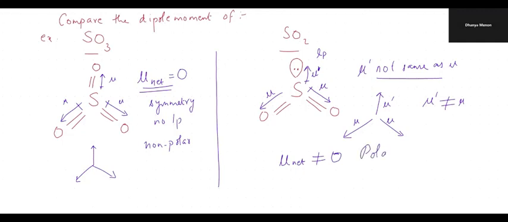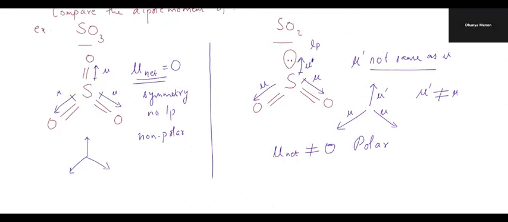So this molecule is polar. I hope you are clear. Here, although the 3 dipoles are in different directions, the dipoles of sulfur and oxygen are different from sulfur and lone pair. So this gives a net dipole moment. If there is a net dipole moment, the molecule is polar. I hope this is clear. This is very important.